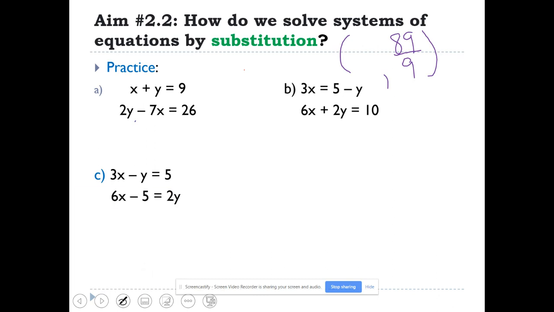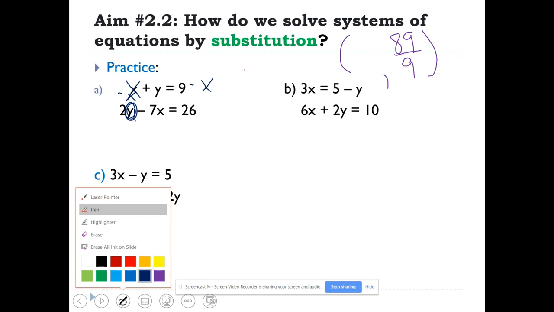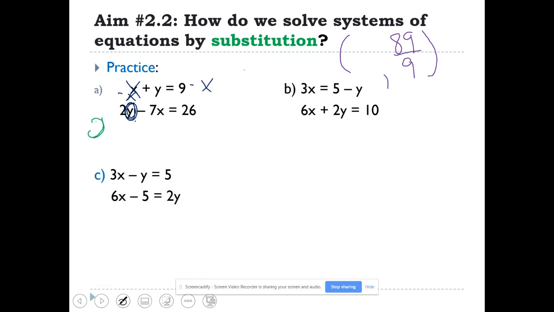All right, so now I'm going to solve to get y alone on the top. To do that, I'm subtracting x. So we have y is equal to 9 minus x, and that's going to go right here in the second equation for y. So we keep the 2, we don't write the y, minus 7x is equal to 26. This 9 minus x goes here in our parenthesis in place of, or substituting, for the y.